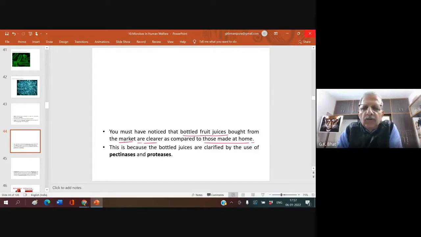Whatever bottled juices you see are always crystal clear. This is because bottled juices are clarified by the use of pectinases and proteases. Important. Because of these pectinases and proteases, all these juices become very clear.